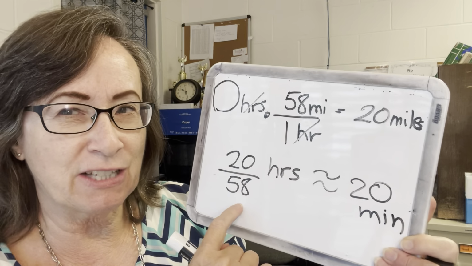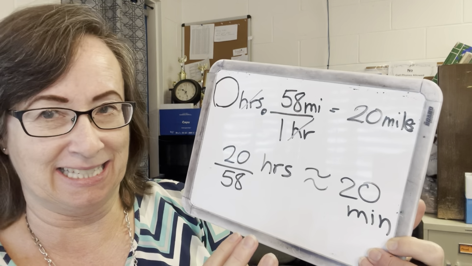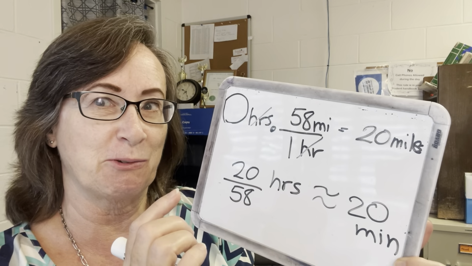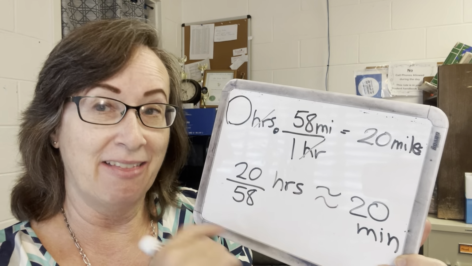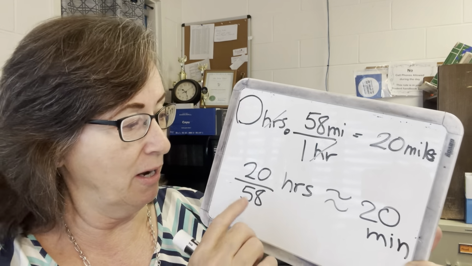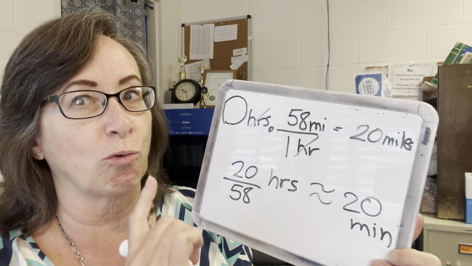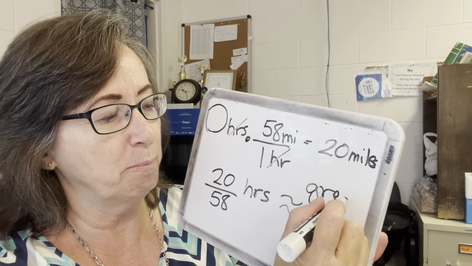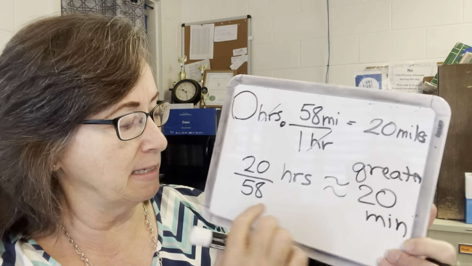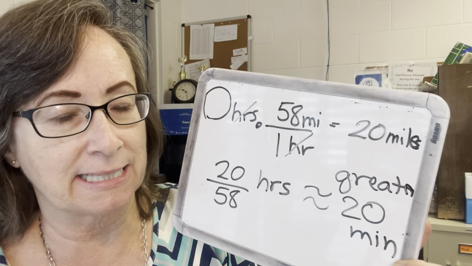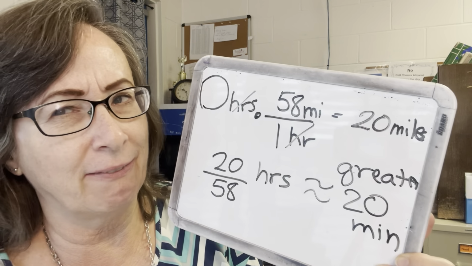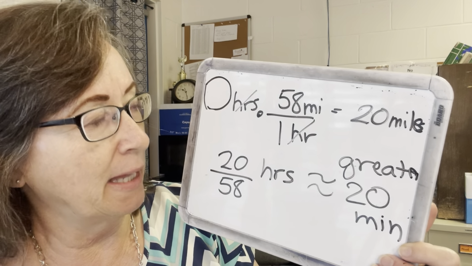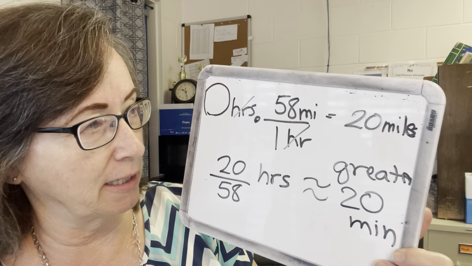1/3 of an hour is approximately 20 minutes. But since 58 isn't quite 60, remember, as our denominator goes smaller, the number goes bigger. So this is going to be a little bit greater than 20, because the 58 is not quite the 60. Now, I looked in your book, and they never meant for you to do the math. They just said about.